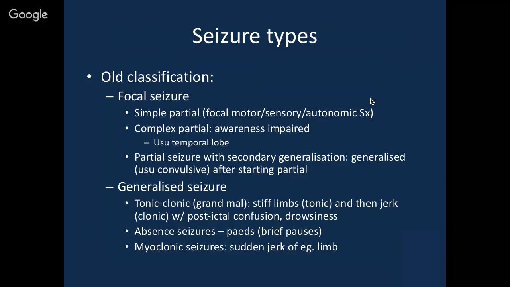Generalized seizures are tonic-clonic, which is known as the grand mal, the classic tonic and then clonic seizure with post-ictal confusion and drowsiness. Absence seizures is PED, so don't worry about that. Myoclonic seizures is a sudden jerk of one limb or a torso or something like that. Don't worry about them, just know the name.